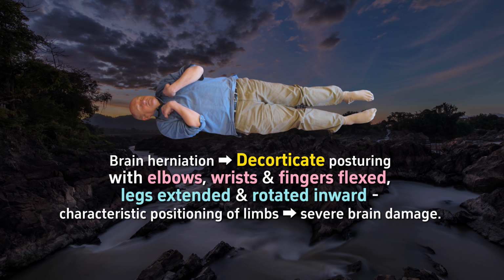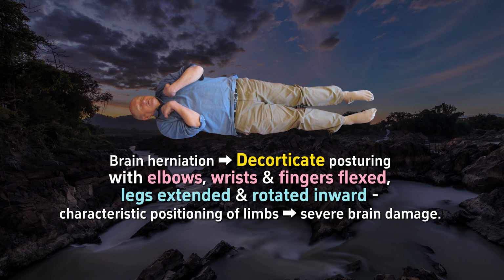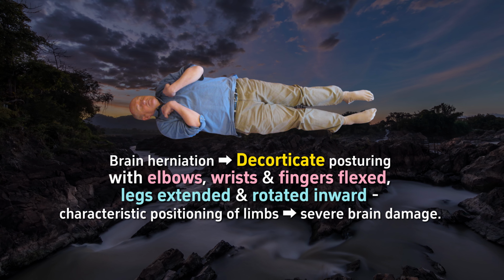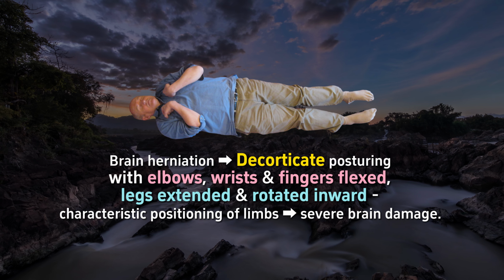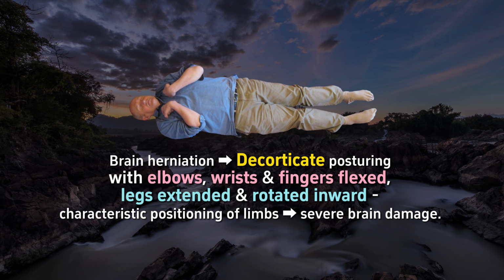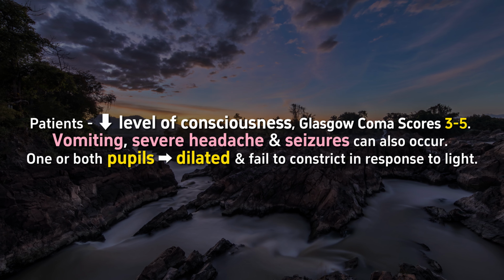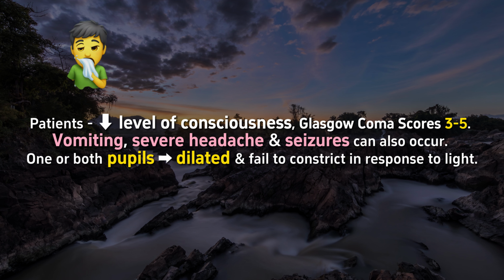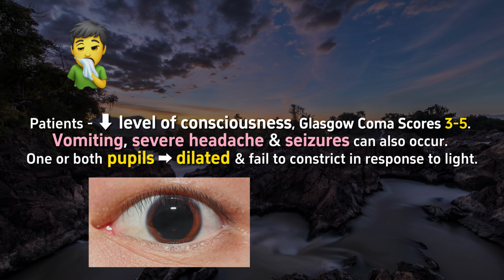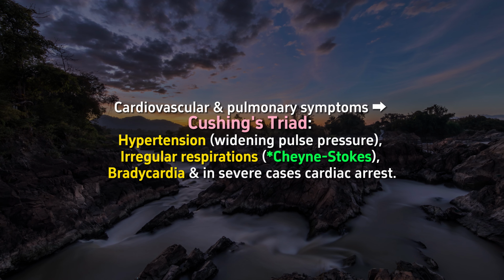Brain herniation frequently presents with decorticate posturing, with elbows, wrists, and fingers flexed, and legs extended and rotated inward. It is a characteristic positioning of the limbs indicative of severe brain damage. These patients have a lowered level of consciousness with Glasgow Coma Scale scores of 3 to 5. Vomiting, severe headache, and seizures can also occur. One or both pupils may be dilated and fail to constrict in response to light.